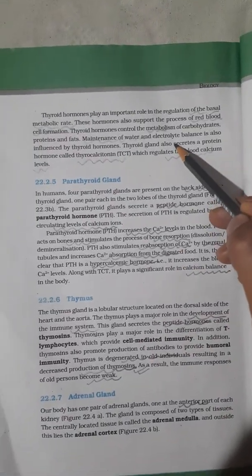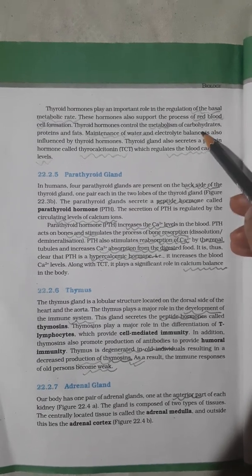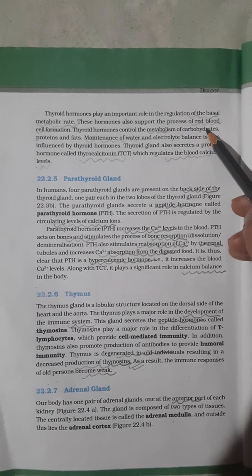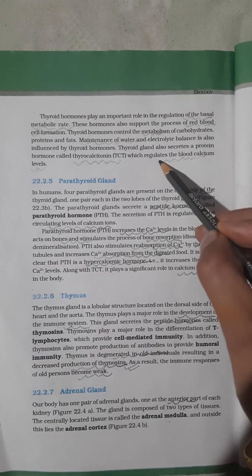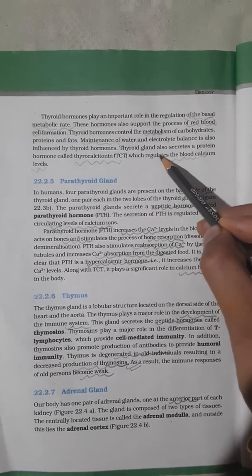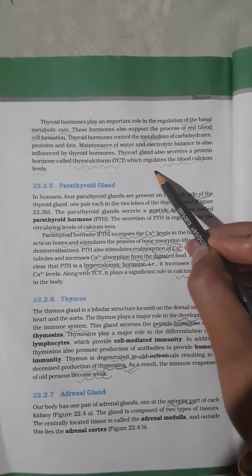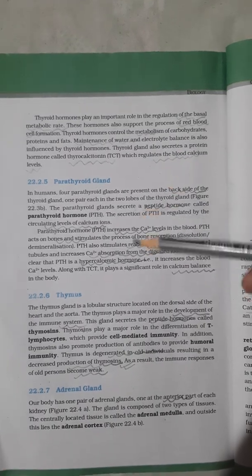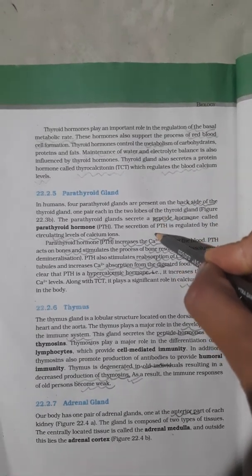Now another important role of thyroid hormone is to regulate the BMR, that is the basal metabolic rate. It helps to support the process of RBC formation, and also the metabolism of proteins, fats and carbohydrates. It also helps in maintaining the water and electrolyte balance. The thyroid gland also secretes a protein hormone, thyrocalcitonin, which helps to lower the blood calcium levels. So it actually functions in accordance with the parathyroid gland, which is the last part of the lecture.